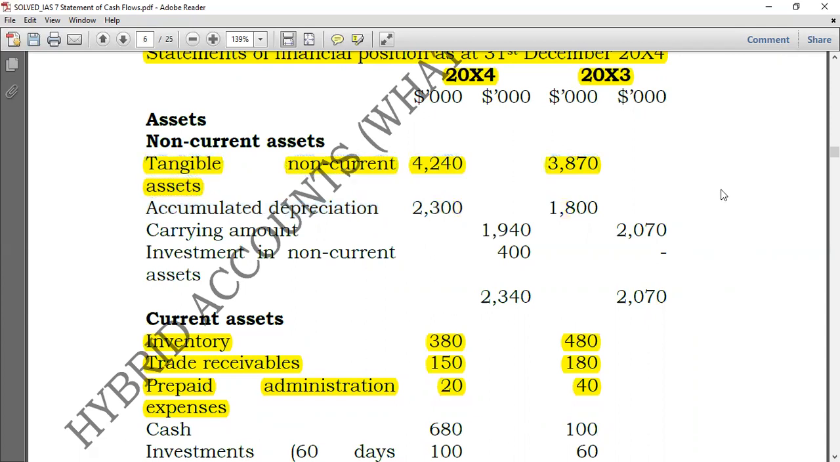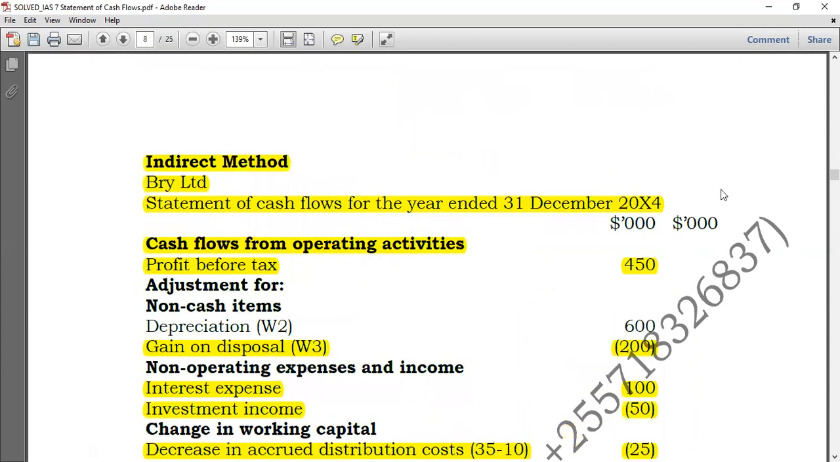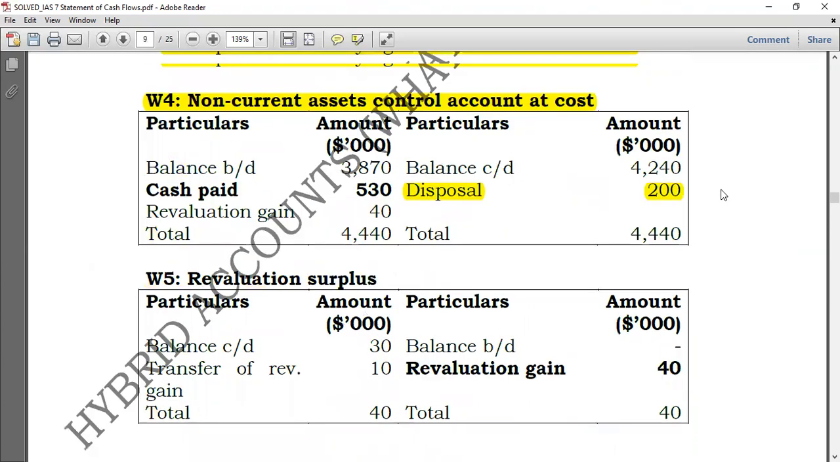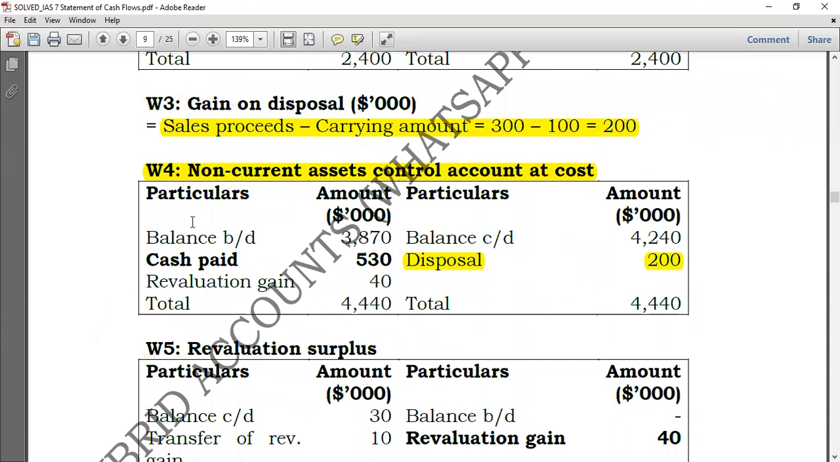So 3870, 4240. We opened with 3870. Remember, this is an asset, so it has a debit nature. So you open with the debit nature and you close with the reverse, 4240, just like this. All right. You do not need to close it. You can just proceed with other entries. We are at the advanced stages now.